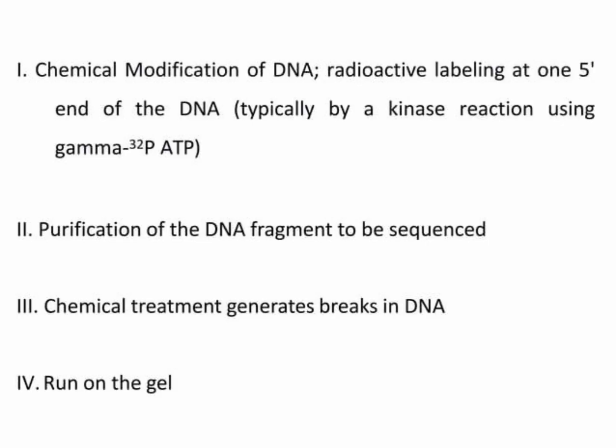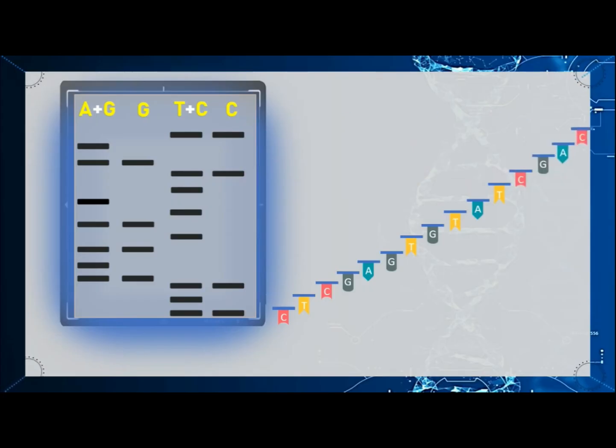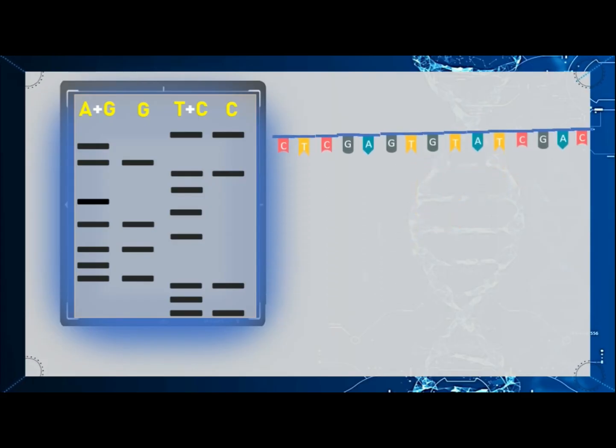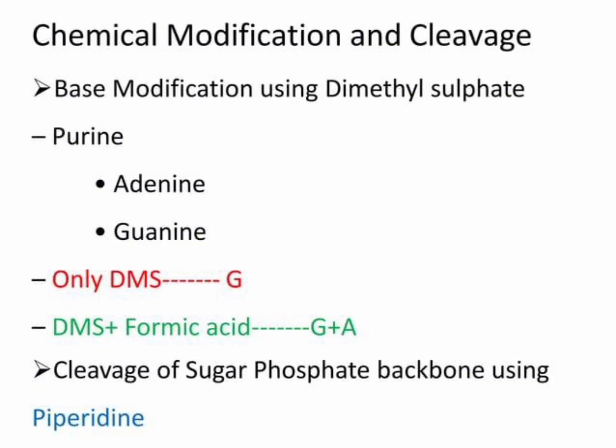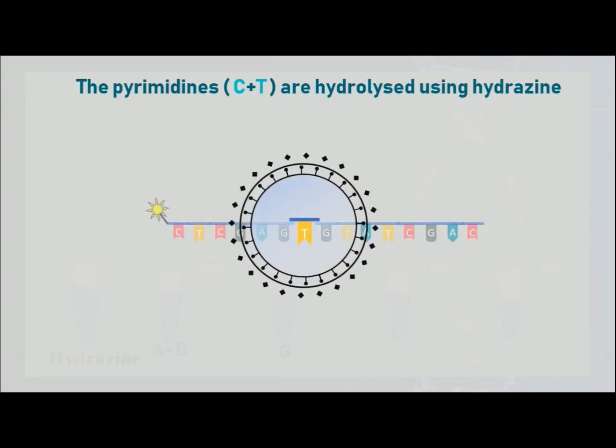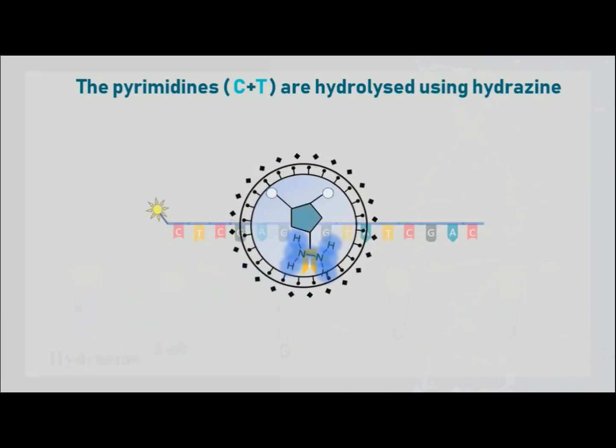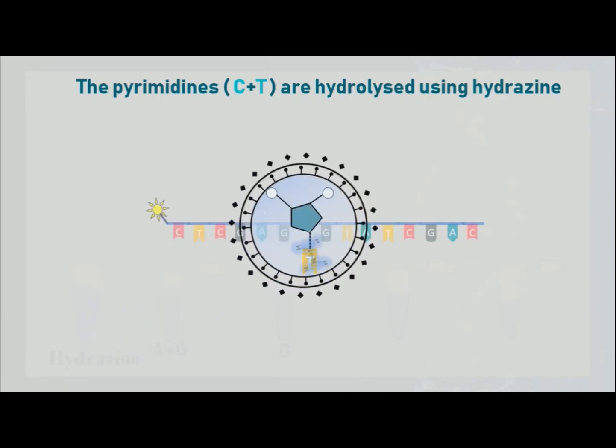Now, chemical modification and cleavage. Polynucleotide kinase adds a radioactive label at the 5' end of DNA using gamma P32, as you can see in the figure. There is a 5' to 3' DNA sequence. Then P32 is added at the 5' end. Then chemical modification and cleavage. Base modification using dimethyl sulfate, for purines, adenine and guanine. Only dimethyl sulfate will target G. Dimethyl sulfate plus formic acid will target G plus A. Cleavage of the sugar phosphate backbone will be done using piperidine.